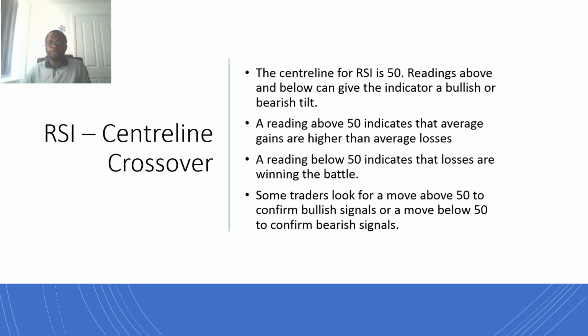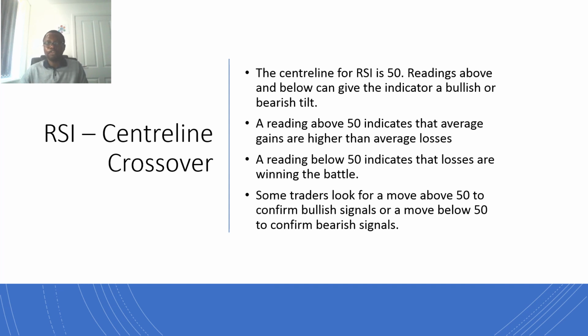Let's look at the RSI from a central line crossover point of view. The central line on the RSI is 50. Readings above and below will give an indication of whether the share is bullish or bearish. A reading above 50 indicates that average gains are higher than average losses, and that basically means that the number of days in which the share price records an increase is more than the number of days in which it records a decrease or a loss.